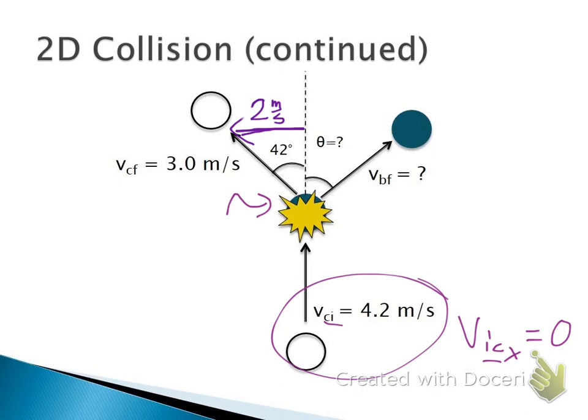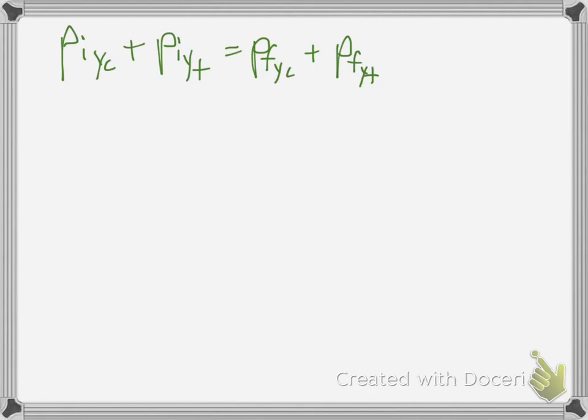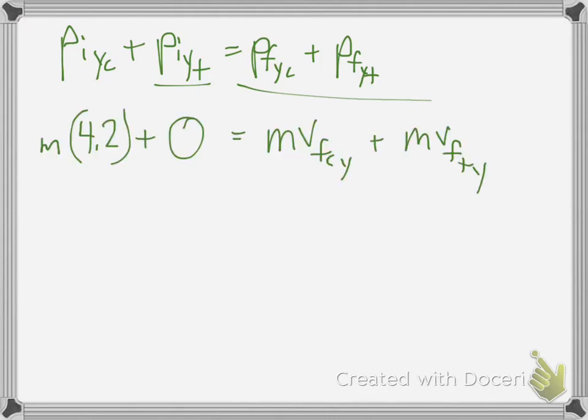Now do take note, that's only the x velocity of the target ball. That's not the total velocity. We've got to look in the y direction as well. All right, this is telling me that my initial momentum in the y direction of the cue ball plus my initial momentum in the y direction of the target ball is the final value in the y direction of both of these together. So currently I've plugged in the values that I already know.